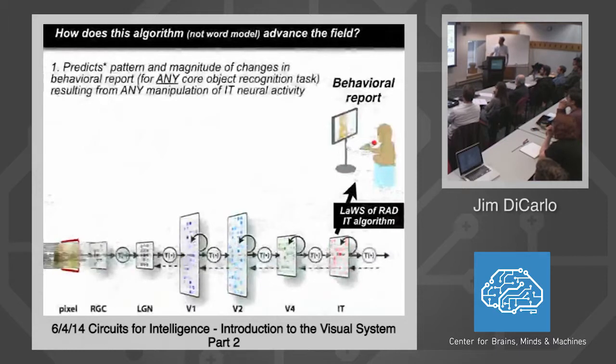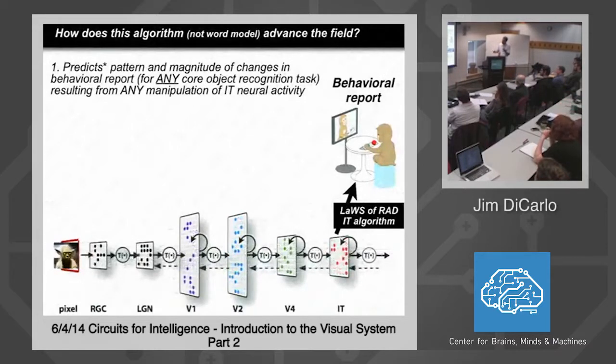Okay, I want to say, what is this good for? When you've been building this algorithm here, it's a predictive algorithm. Well, now in principle, if it's right, we should be able to predict for any task in this domain the pattern of behavioral performance, and we should be able to predict what happens if we manipulate IT neurons.